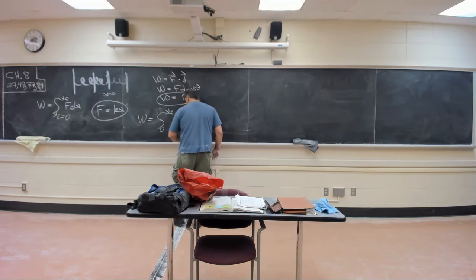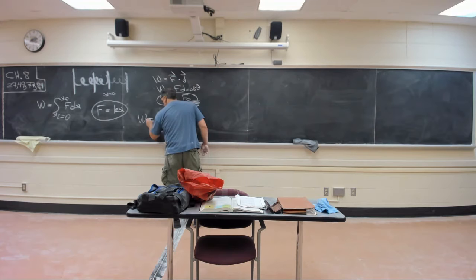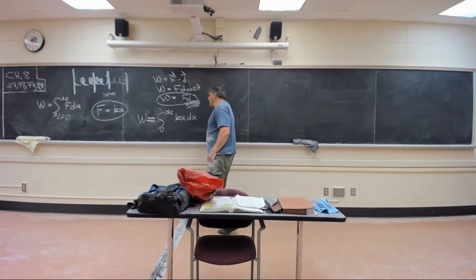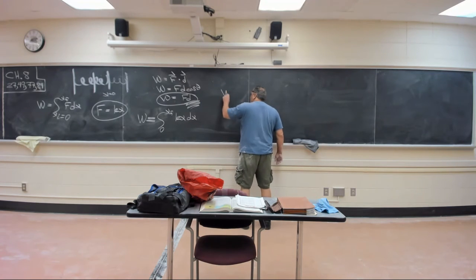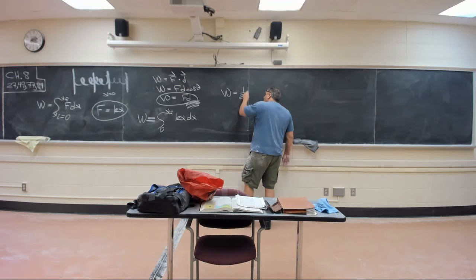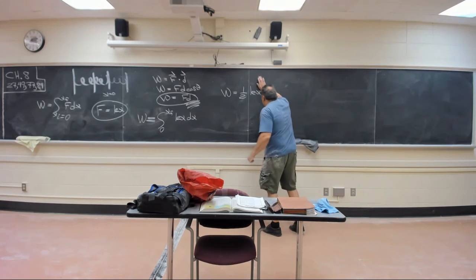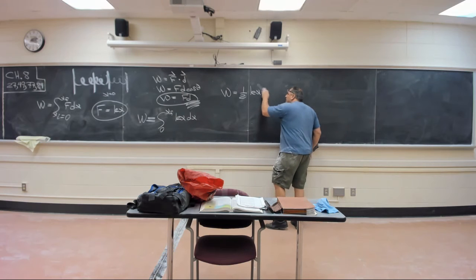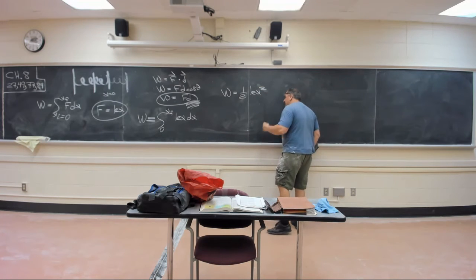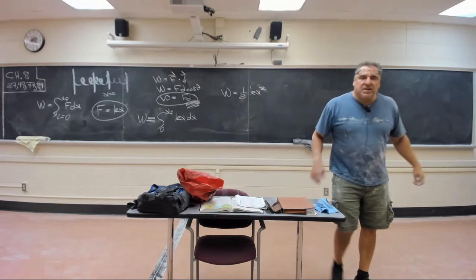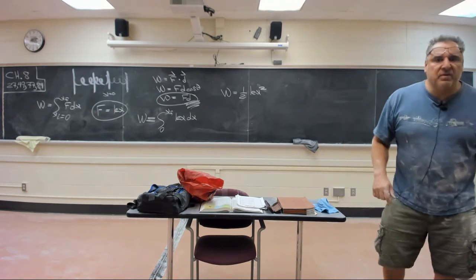Integrate kx dx, and it comes out to 1/2 kx squared for the potential energy. It's the amount of work. This is the amount of work that you got to do to compress it x units.